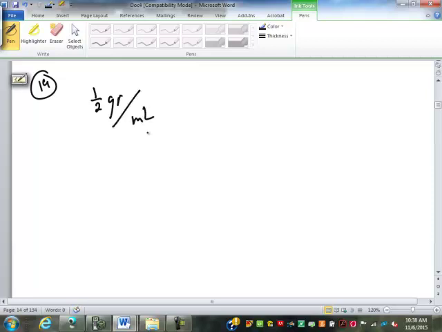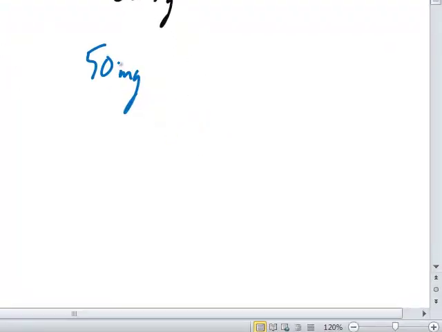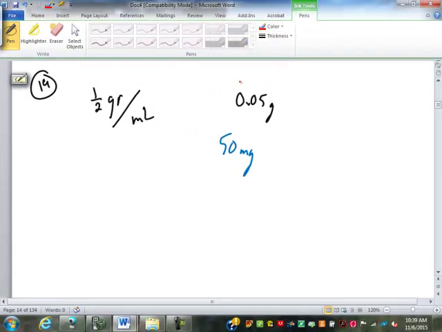Per milliliter. And we have 0.05 grams. First thing I would do is I'd just change the 0.05 grams into 50 milligrams. Either way, we can do a conversion from grains into grams or milligrams. It really doesn't matter. Whatever we do, whether it's grams or milligrams, we're going to have to convert it into grains.